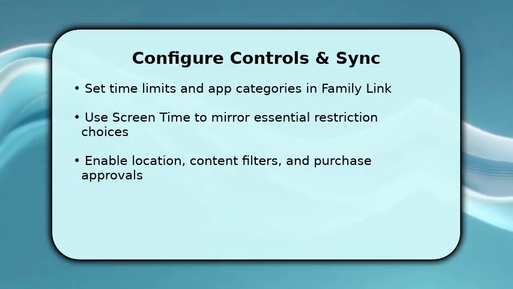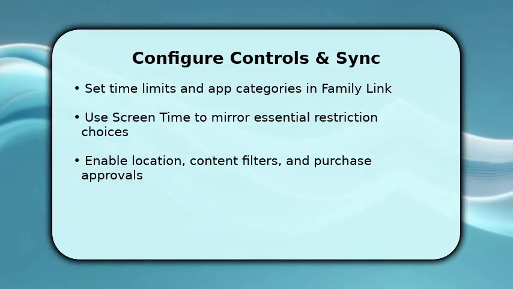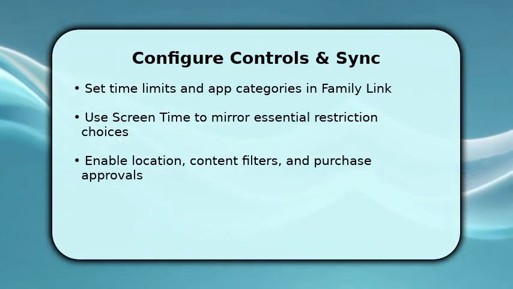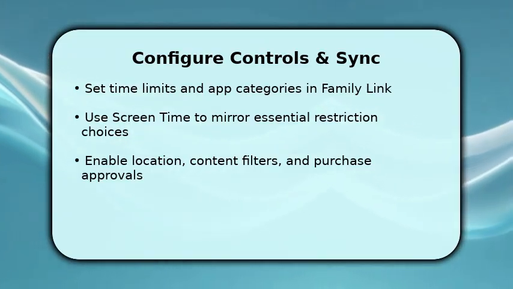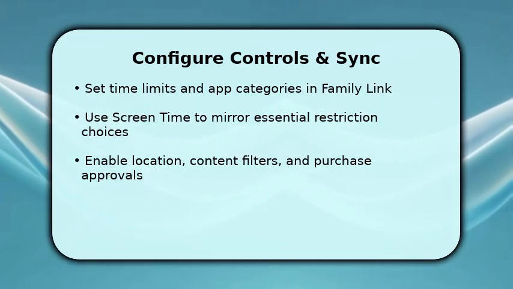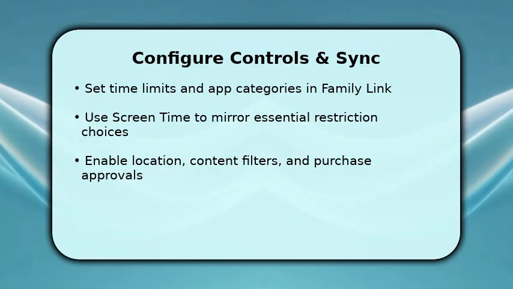On the iPhone, export or note the most important screen time settings and replicate content filters, web restrictions, and in-app purchase controls on Family Link. Once matched, test by launching restricted apps and finish by verifying controls from your parent device.